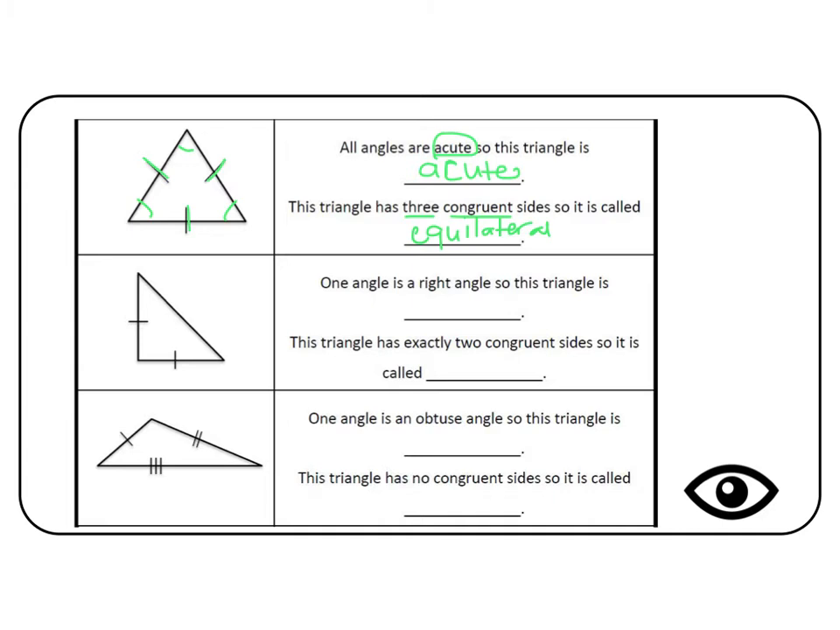On our next triangle, we can see that this corner here is a right angle. That means that we would call this triangle a right triangle. But we can also see that it has 2 sides that are marked as equal. When a triangle has 2 sides that are equal, we can also call it isosceles.